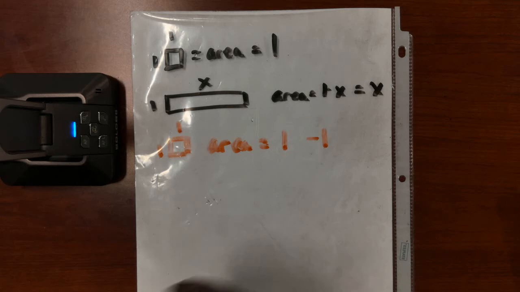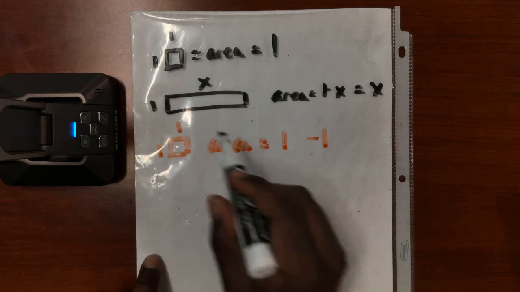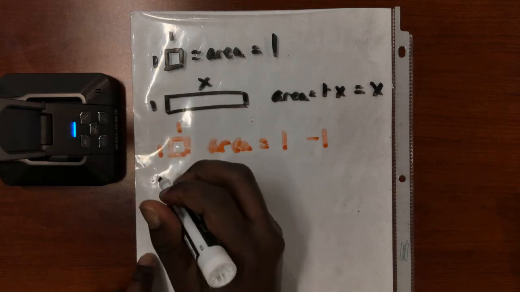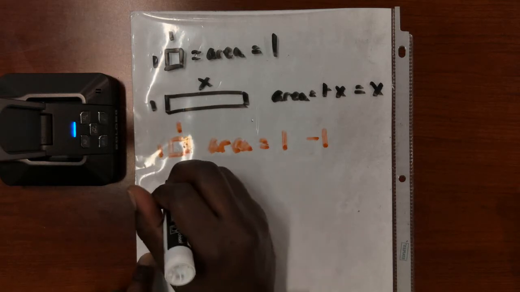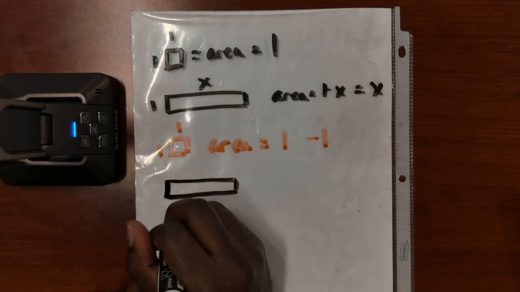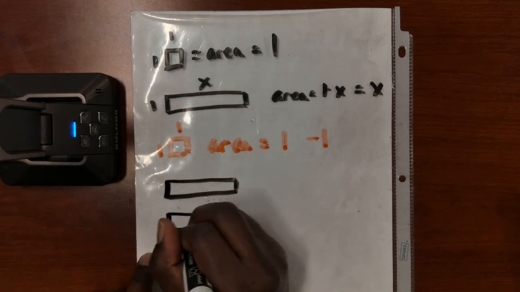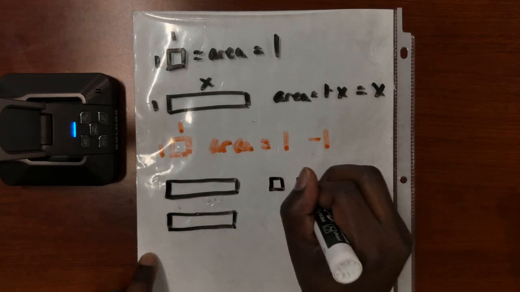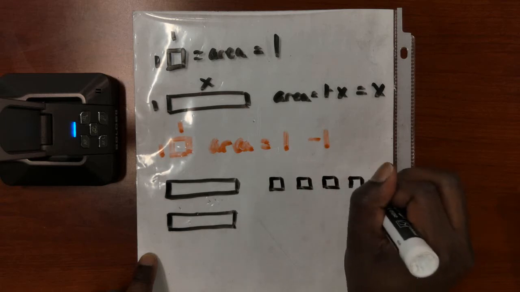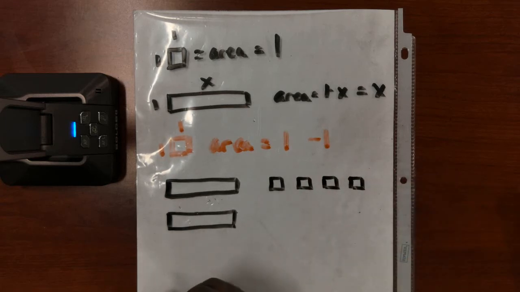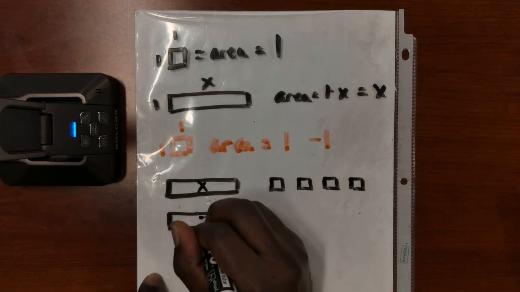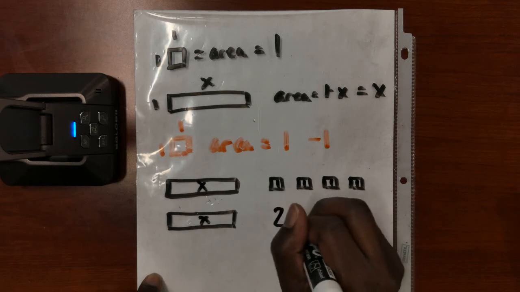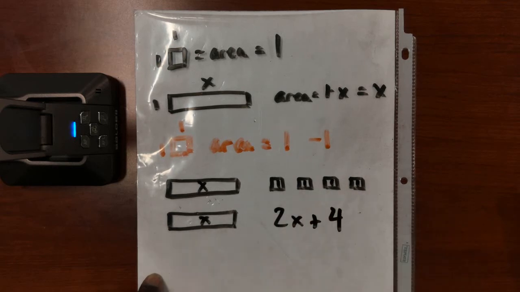4. Okay, 2x plus 4. So we're going to have 2 of these plus 4 of these. So this is going to be 1x. It's going to be 2x. And then 1, 2, 3, 4. That's how you will represent it. Okay, so x, 1, 1, 1, 1. So this represents the 2x plus 4.